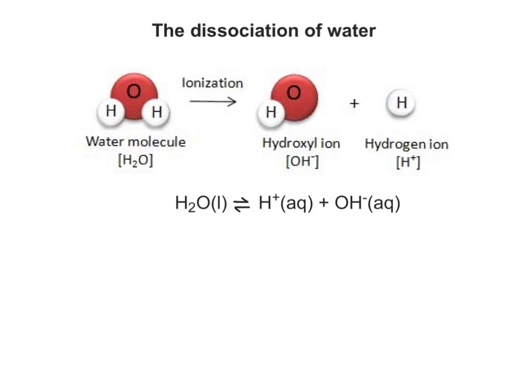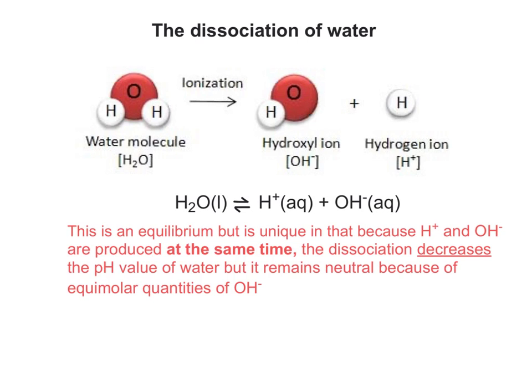So essentially water dissociates into hydrogen ions and hydroxide ions. It's a unique equilibrium because H plus and OH minus are produced at the same time. It's the only reaction that does this. So the increase in H plus concentration means that the pH value of water decreases if it dissociates, but it remains neutral overall because of the equimolar quantities of OH minus produced simultaneously.